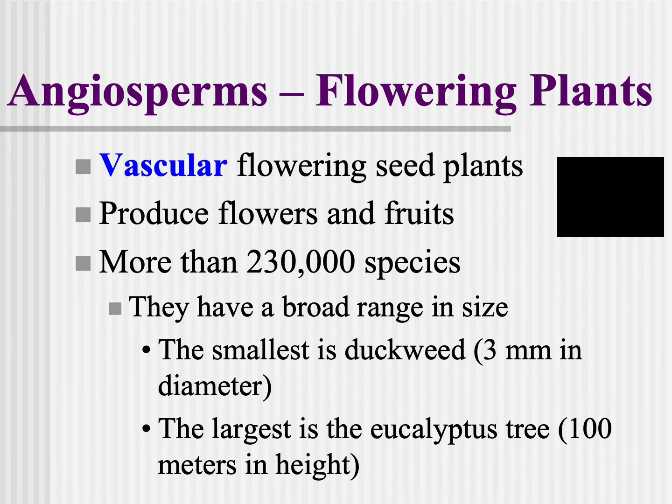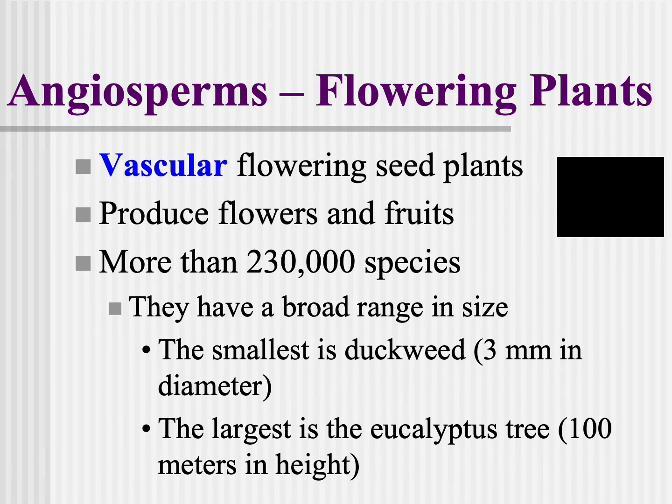They can be very, very tiny, 3 millimeters in diameter. The duckweed, you often see this floating in ponds of fresh water. All the way up to the largest plant, the eucalyptus tree. It can be, now get this, not 160 feet high, but 160 meters high. Those are huge. So big range there.